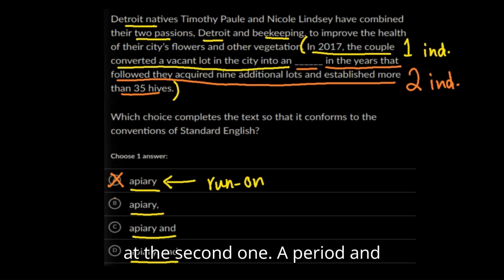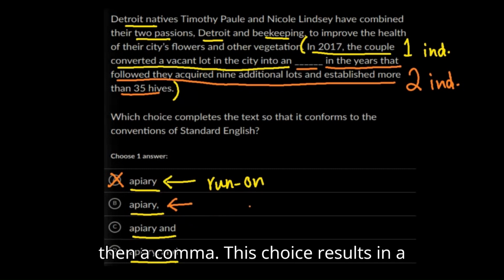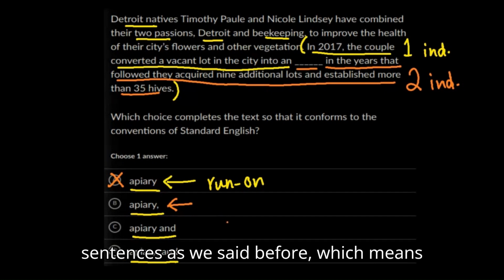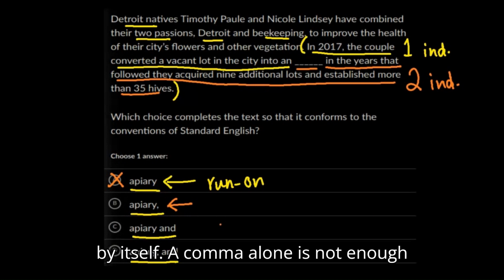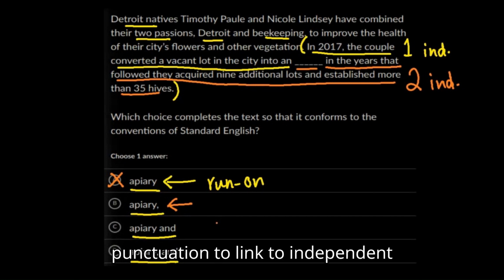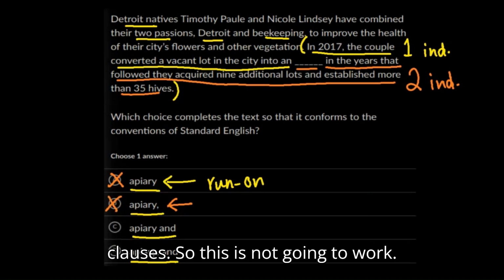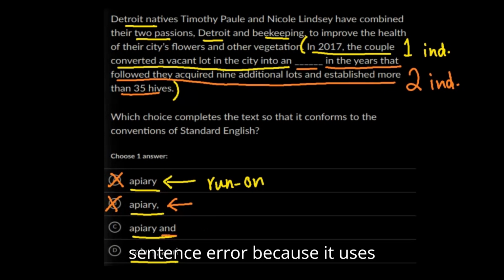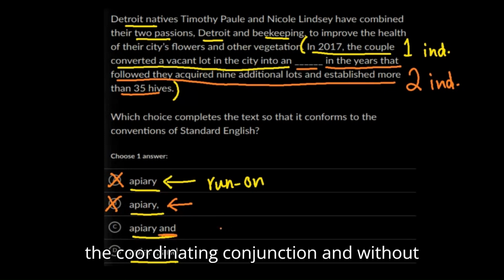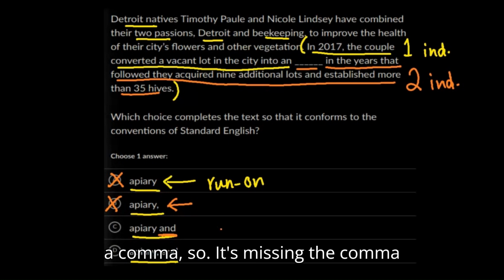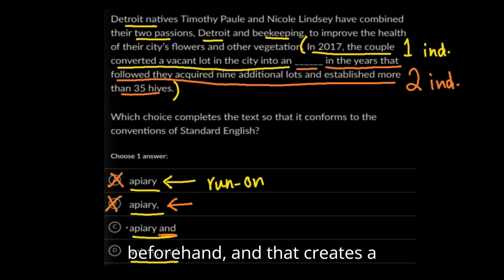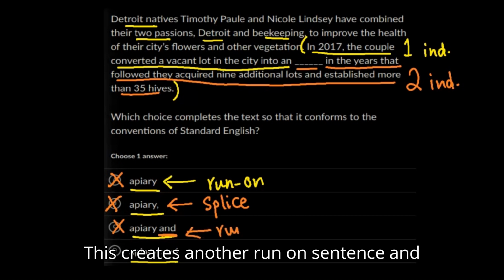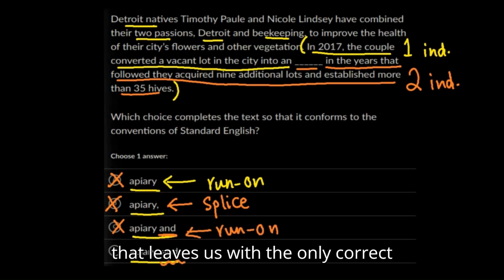Now let's look at the second one, apiary and then a comma. This choice results in a comma splice error. Both clauses in this sentence could stand alone as complete sentences, as we said before, which means they're both independent clauses. A comma by itself, a comma alone, is not enough punctuation to link two independent clauses, so this is not going to work. Now let's look at choice number C. This choice results in a run-on sentence error because it uses the coordinating conjunction and without a comma. So it's missing the comma beforehand, and that creates a run-on. This creates another run-on sentence, and that leaves us with the only correct choice.